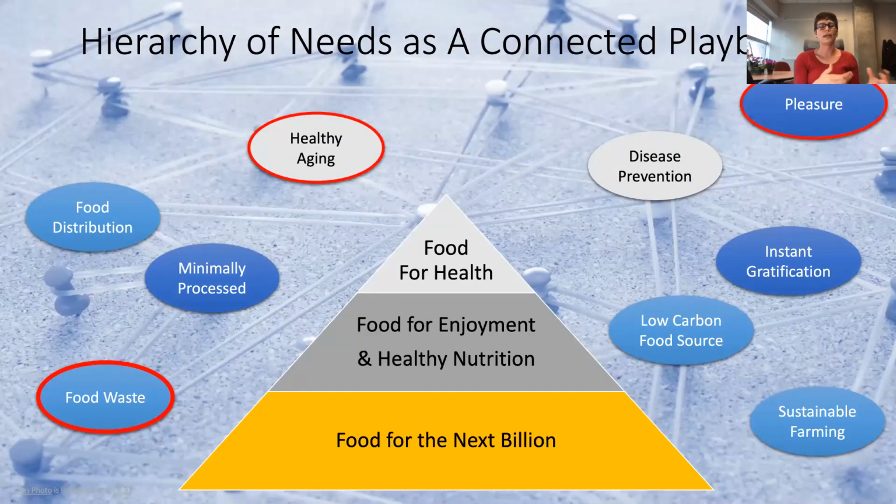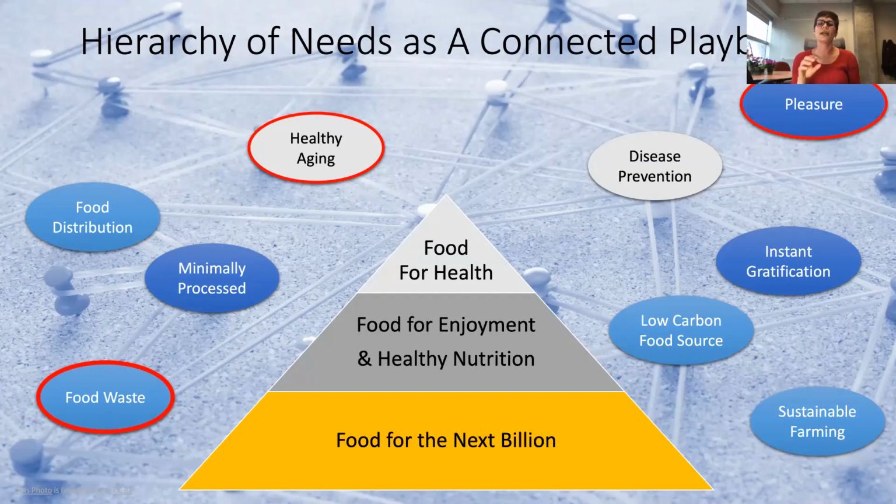So food wastage is a big problem. How can we break it down in a way that we eventually can tackle different contributing small aspects of things related to food waste, and at the same time promote food for health, food for nutrition. Also, I will talk about health aging and food for pleasure.